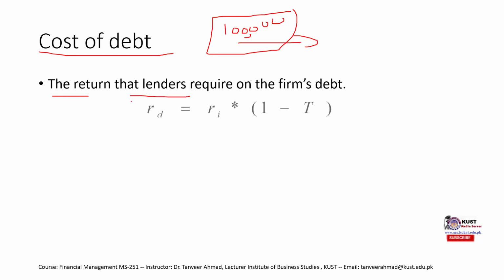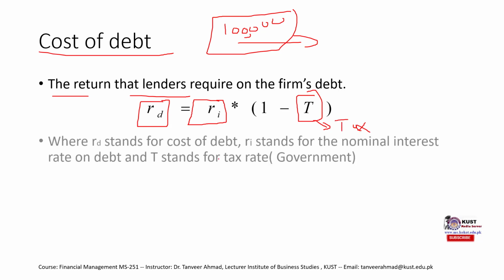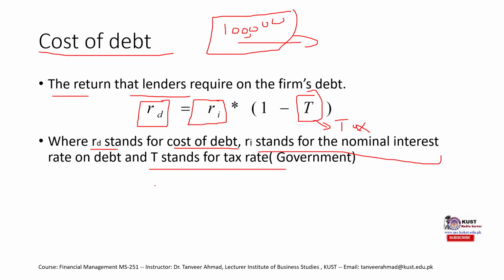So cost of debt is equal to the nominal interest rate, RI, times 1 minus the tax rate, right? Where RD stands for cost of debt, RI stands for the nominal interest rate on the debt, and T stands for tax rate.